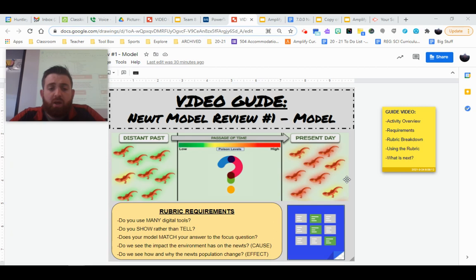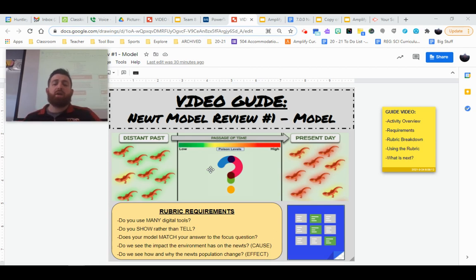So let's get started. At the start of this activity, you guys created a model using our before, during, and after model here, and you guys added different pictures, icons, and digital tools to show us why you think our newt population is changing and to show us that cause and effect relationship between our newts and our environment. Now, up to this point, hopefully you've made some changes to your reflection question. And now we're going to ask ourselves, okay, does my Chapter 1 model represent everything I know now that we've learned about Chapter 2? And do I need to make any changes?